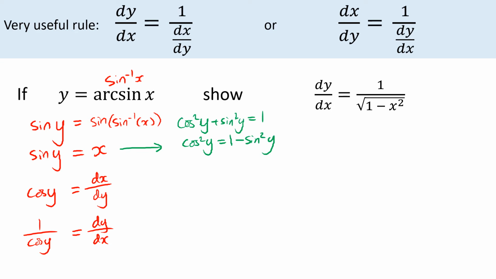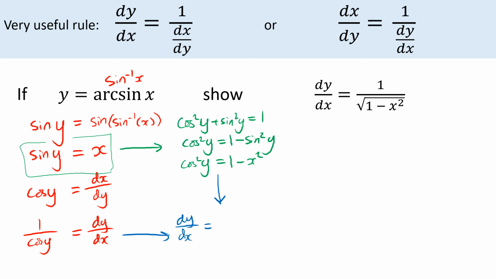Now in this case, as we're told that x is equal to sin y, we can sub that straight in and we can say in this formula, cos squared y is equal to 1 minus x squared. So there we go. We take that and that, put them together, and we can say that dy/dx is equal to, if that was cos squared y, we want the square root of that obviously, 1 over the square root of 1 minus x squared.